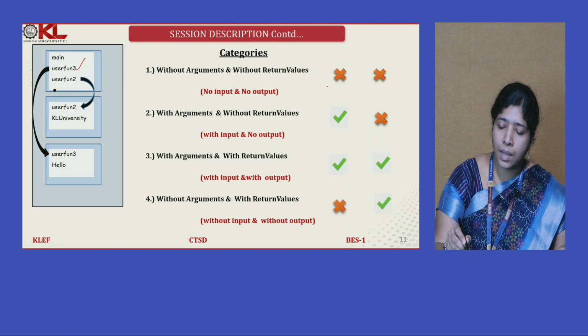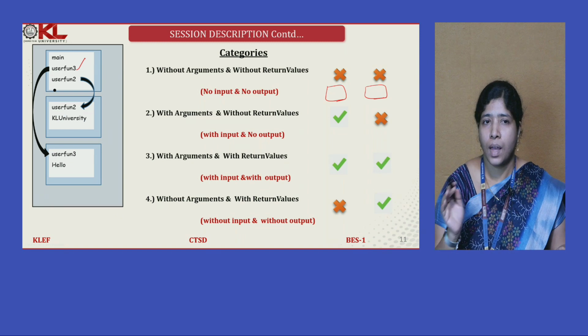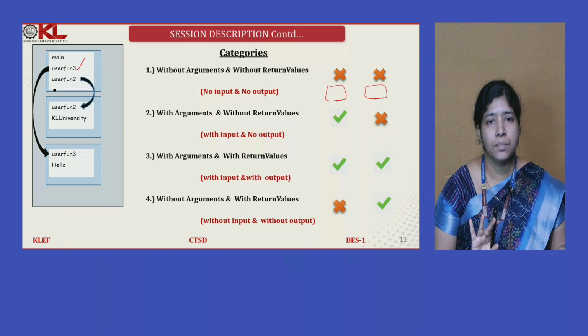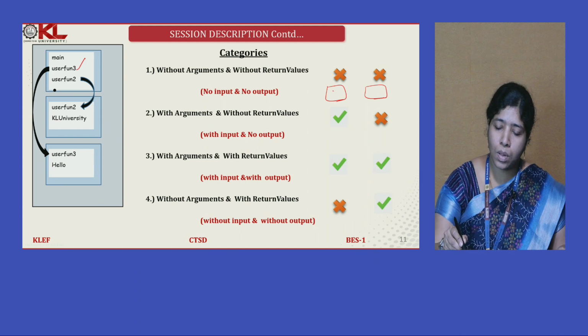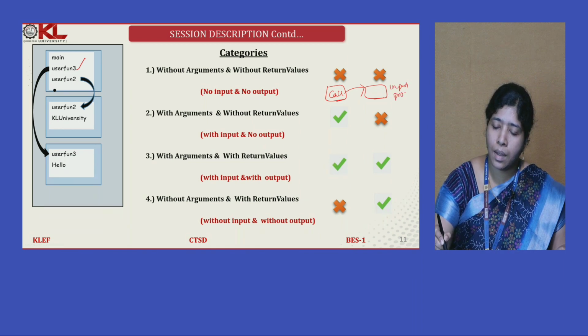Quickly, I'll say this is the main function and this is the user function. What is the first category? I will not give any inputs, and I don't want any output. That means I'll just call the function. The input is done in here, the process is done in here, and the output is also done in here.